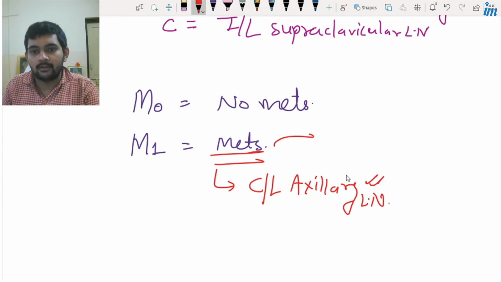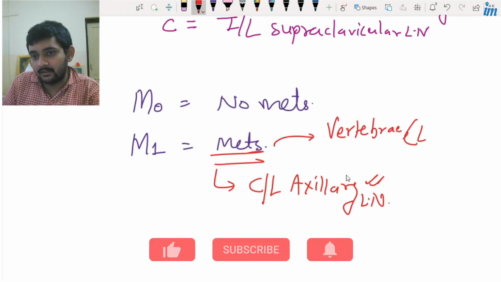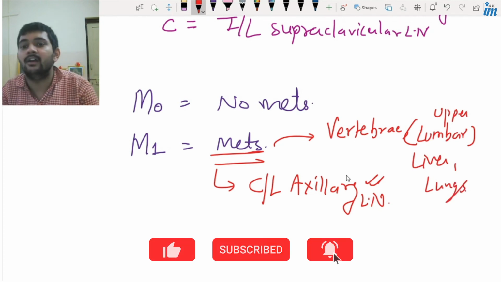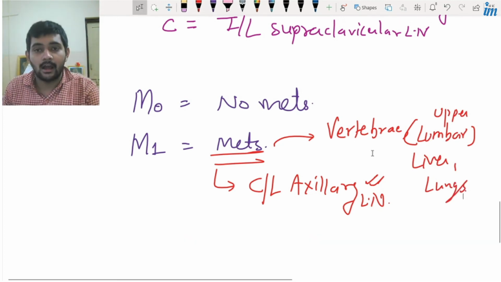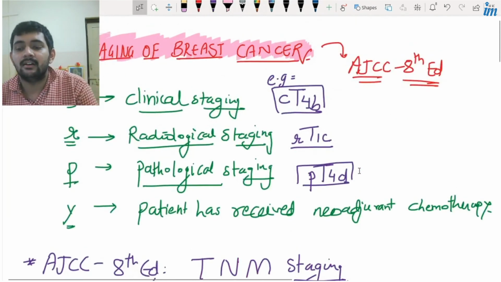And the organs that you should check are the vertebrae, especially the lumbar vertebrae, upper lumbar vertebrae, liver, and lungs. These are the three sites where breast metastasis occurs. So this is how you are going to stage a disease of breast in toto.